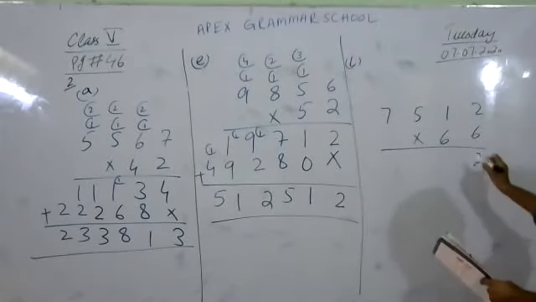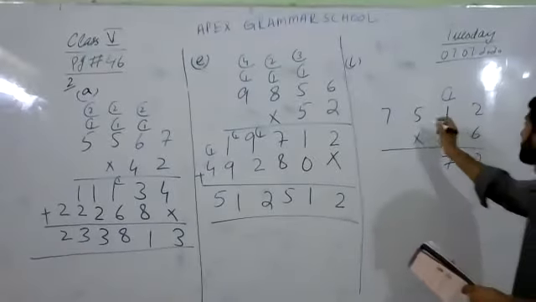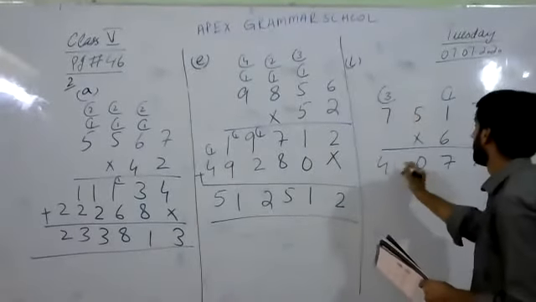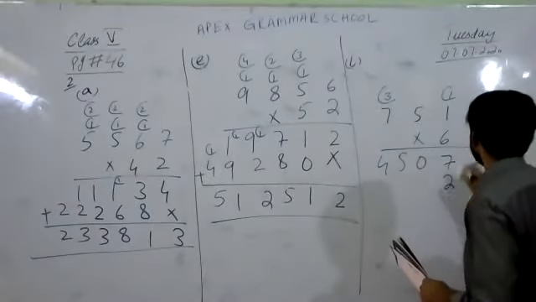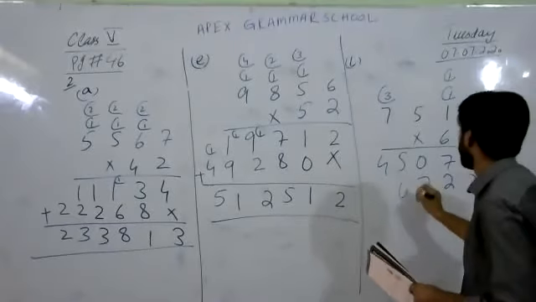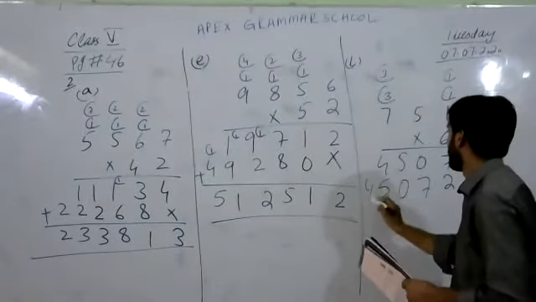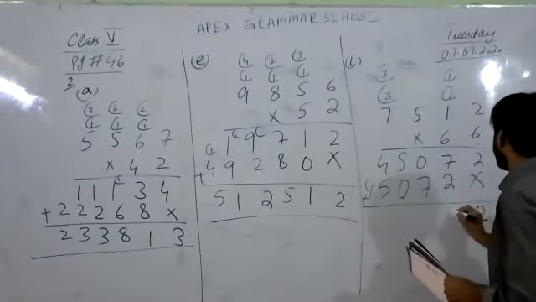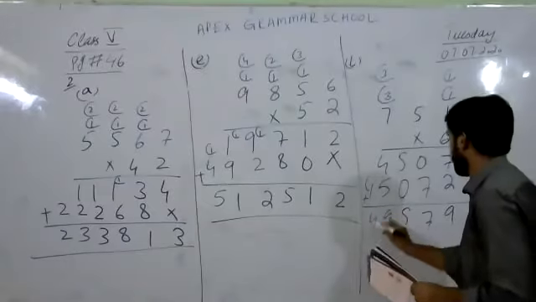6 times 2 is 12, 1 carry. 6 times 1 is 6 and 1 is 7. 6 times 5 is 30, 0, 3 carry. 6 times 7 is 42 and 3 is 45. Again, 6 times 2 is 12, 1 carry, 6 times 1 is 6 and 1 is 7, 6 times 5 is 30, 3 carry, 6 times 7 is 42 and 3 is 45. Plus 297594.